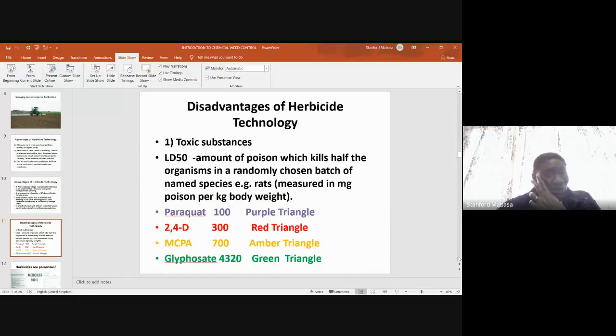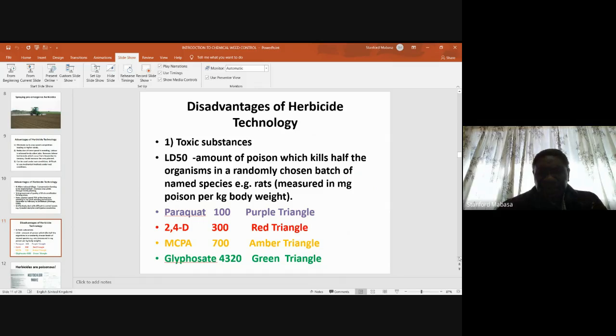So I was now talking about the disadvantages of using herbicide technology. We said they are very toxic substances, and we measure toxicity using LD50. LD50 is the amount of poison per kg body weight of an animal which is used as a test, for example, the rats.